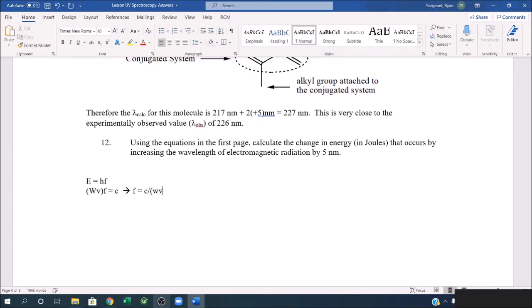Then we can substitute F into this equation right here. So I'm going to say E is equal to H, and now instead of typing F, I'm going to type C divided by wavelength. So this is actually me combining those two equations into a single, better equation. But the wavelength now needs to be in units of meters. Well, 5 nanometers is actually 5 times 10 to the negative 9th meters.